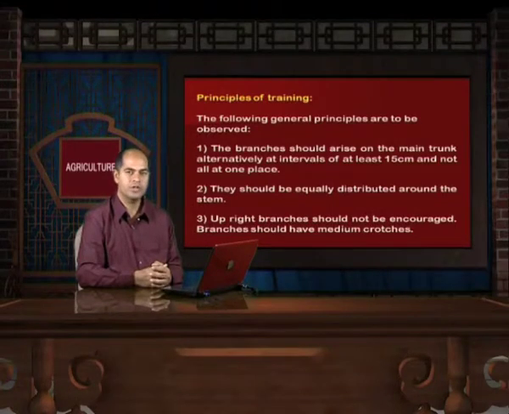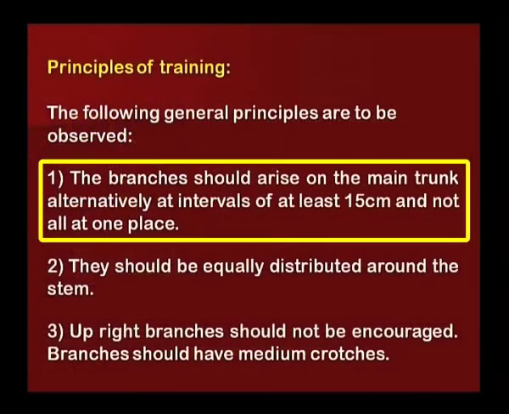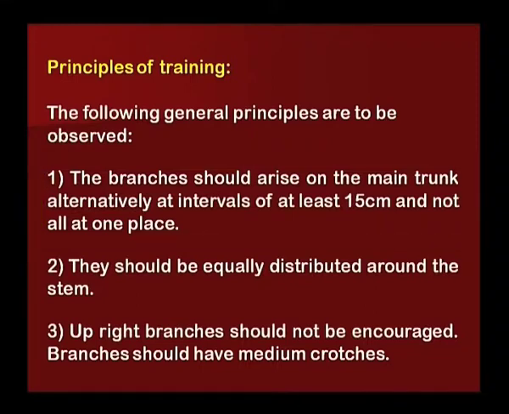Principles of training. The following general principles are to be observed. The branches should arise on the main trunk alternatively at intervals of at least 15 centimeter and not all at one place. They should be equally distributed around the stem. Upright branches should not be encouraged. Branches should have medium crotches.